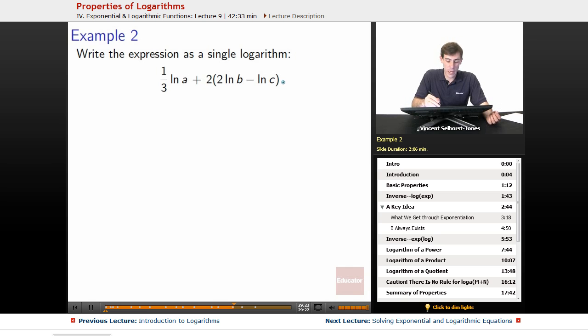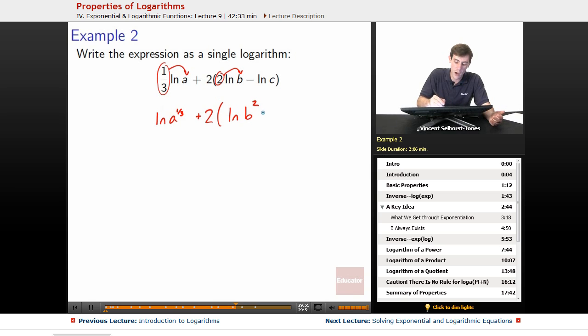So first we have, once again, that subtraction becomes division. Actually, first thing, we've got these coefficients out front, right? So we can also bring the coefficients in. So 1/3 can hop up onto an exponent on that A. The 2 here can hop up to an exponent on that B. So we've got natural log of A to the 1/3 plus 2 times quantity natural log of B squared minus natural log C. And if you forgot, natural log ln is just a way of saying log base e, where e is a special number, the natural base.